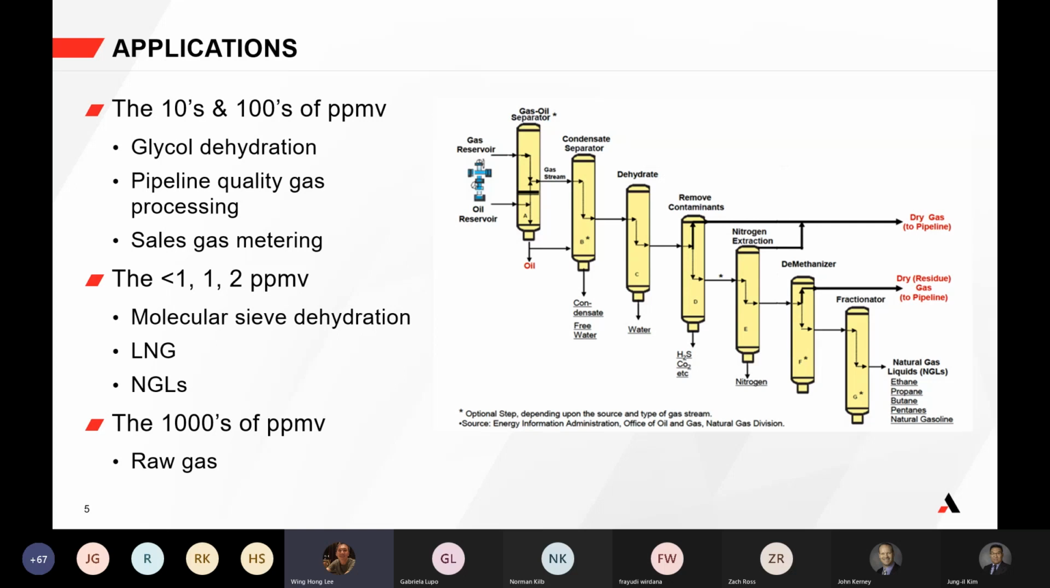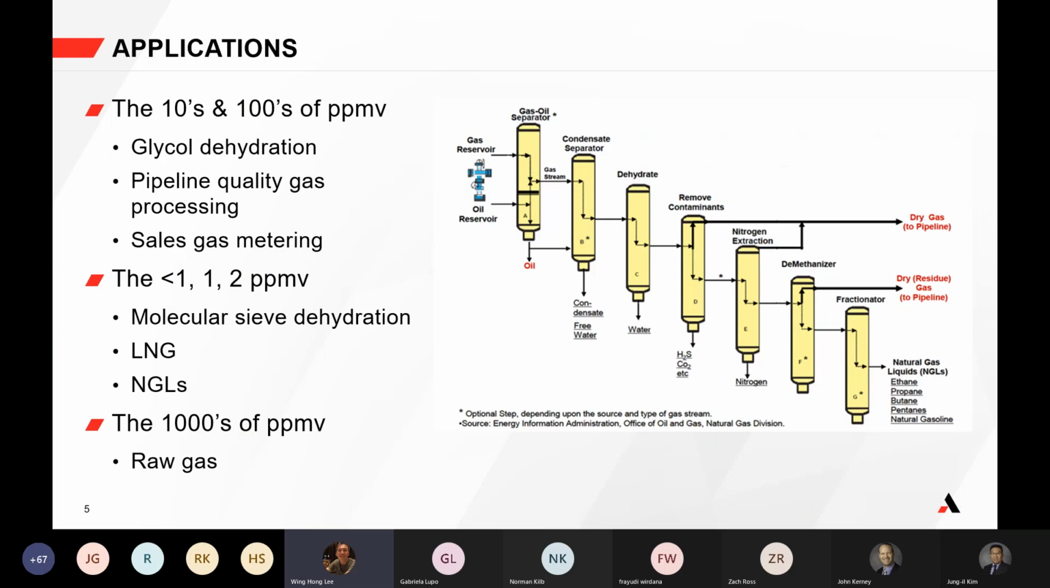Glycol dehydration is commonly used to remove water from natural gas to achieve pipeline quality gas in the processing plant. The process dries the gas down to tens to hundreds of ppm of moisture. Moisture of pipeline quality gas is also almost always measured at the sales gas metering station, especially in custody transfer sales gas metering.